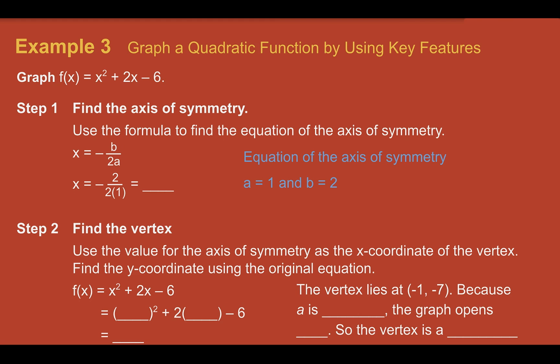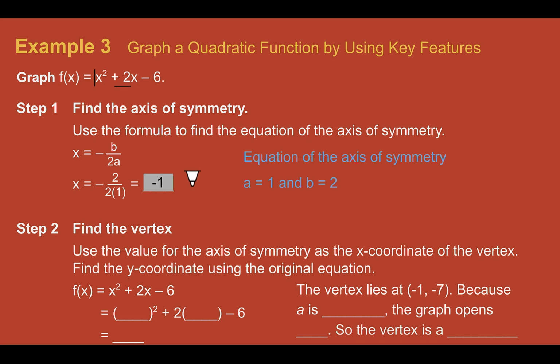Example 3, graph a quadratic function by using key features. So let's graph f of x equals x squared plus 2x minus 6. First, let's find the axis of symmetry. So we're going to use that formula, x equals negative b over 2a, to find it. A is hidden out here, it is a 1, and b is positive 2. So let's plug those in, b on top, and then 2 times 1 on the bottom. So 2 divided by 2 times 1 would be 1, and then making it negative. So our axis of symmetry is negative 1.